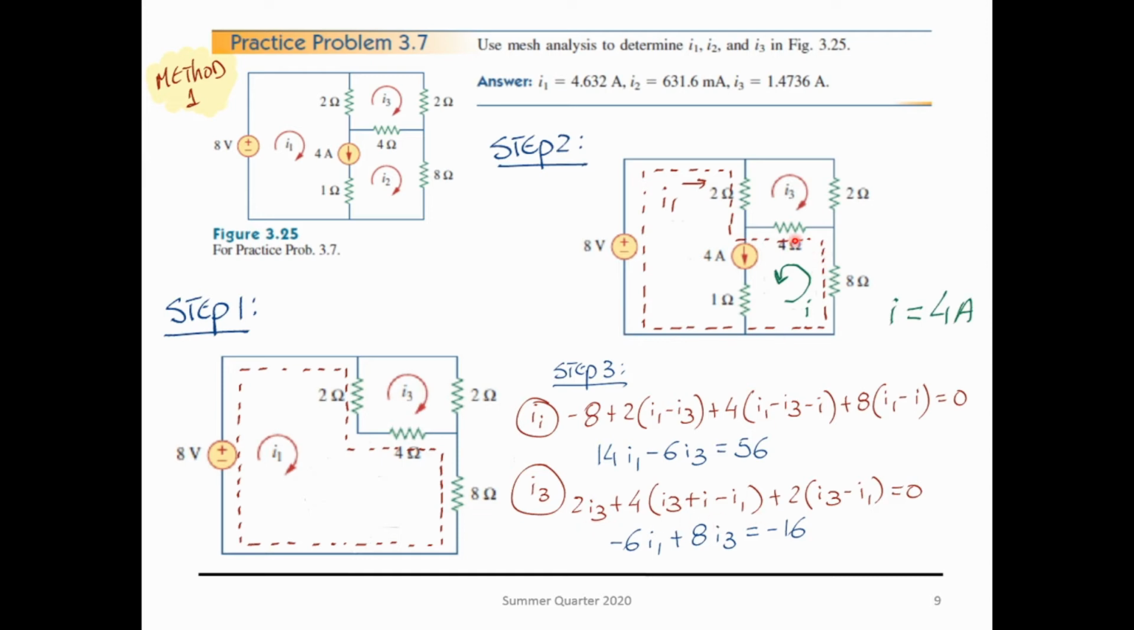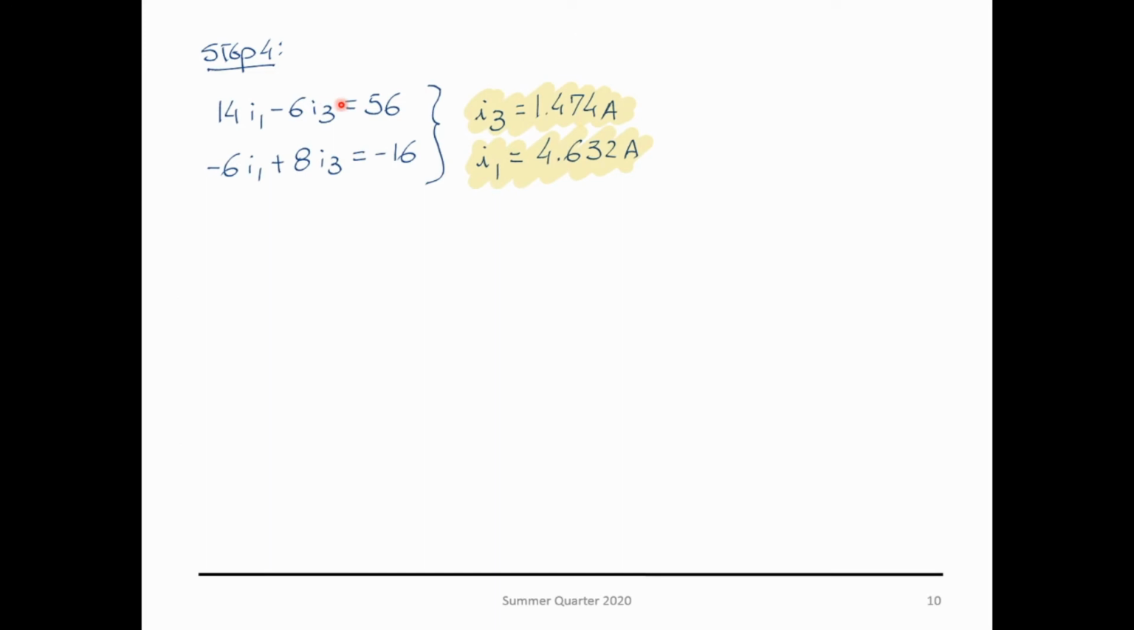And this is the equation for your I3. Similar approach: 2 ohms with I3, 4 ohms with I3, I entering and I1 leaving, and the 2 ohms with I3 minus I1. We rearrange the equation and we find I3 and I1. So far so good. We'll get the right answers.